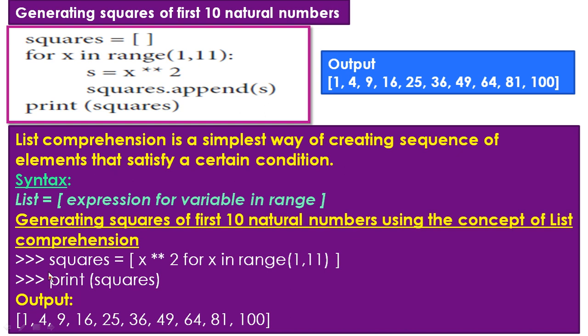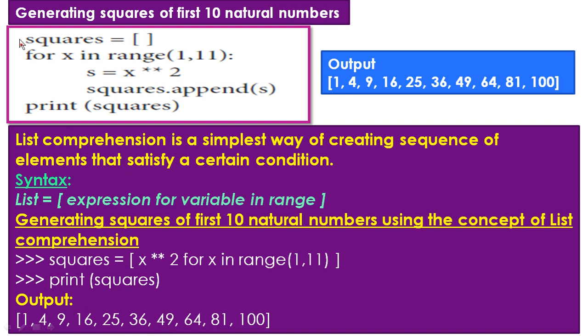The same example, generating squares of first 10 natural numbers, is simplified as follows. Squares equal to, within brackets, expression for variable in range, x double asterisk 2 for x in range 1, 11, that is range from 1 to 10. So 1 square, 2 square, 3 square, these values are in the list squares, and print the squares. We get the output 1, 4, 9, 16 and so on up to 10 square.